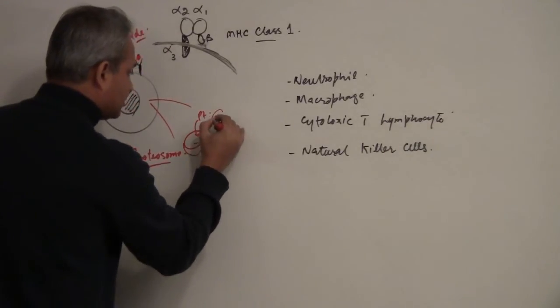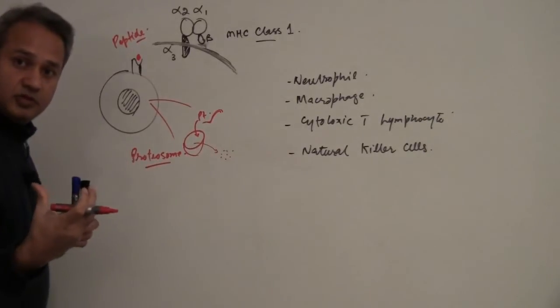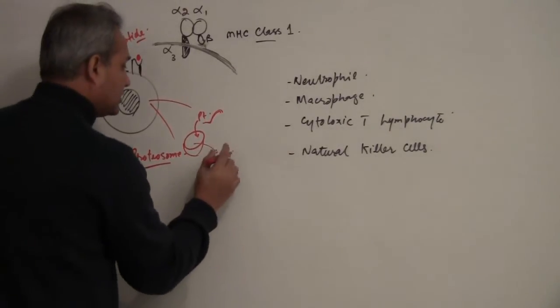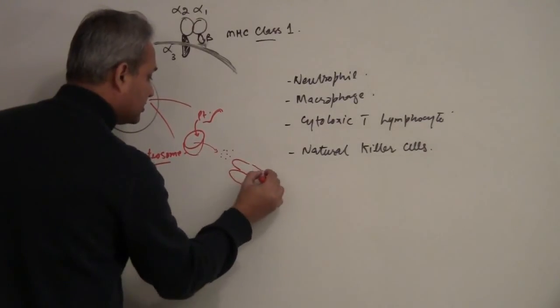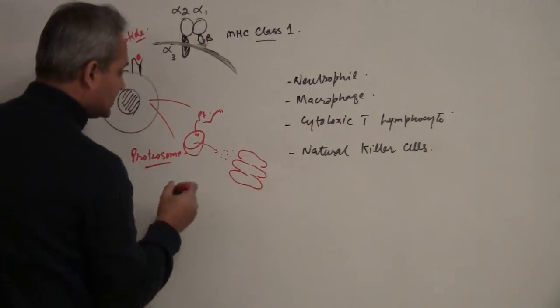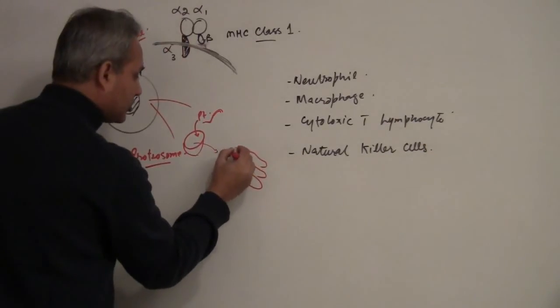So the protein is broken up and the fragments are taken out. These go into the endoplasmic reticulum. In the endoplasmic reticulum, these fragments are loaded into the MHC class 1 molecule. How do they go in? This is a very important question as well.